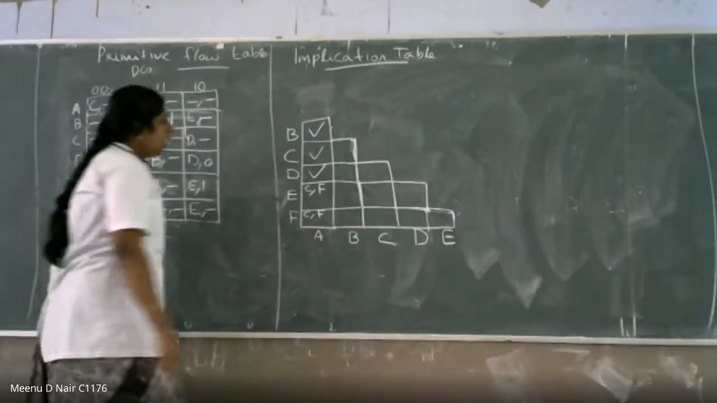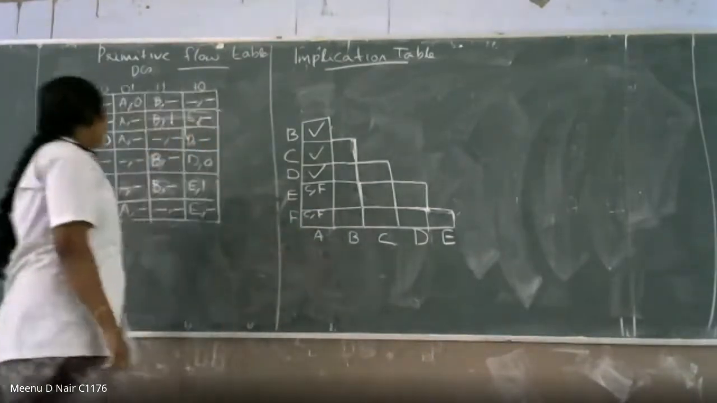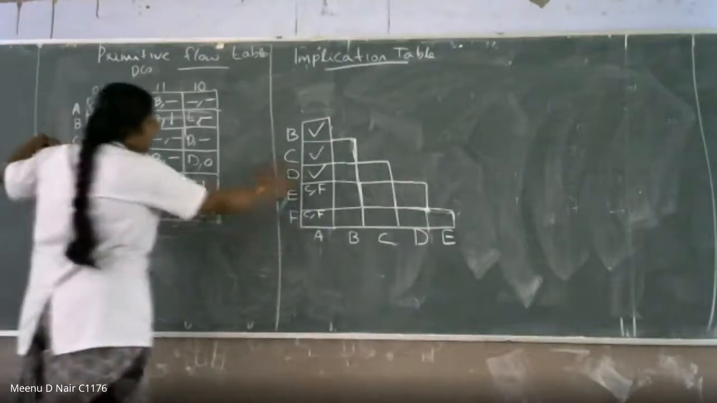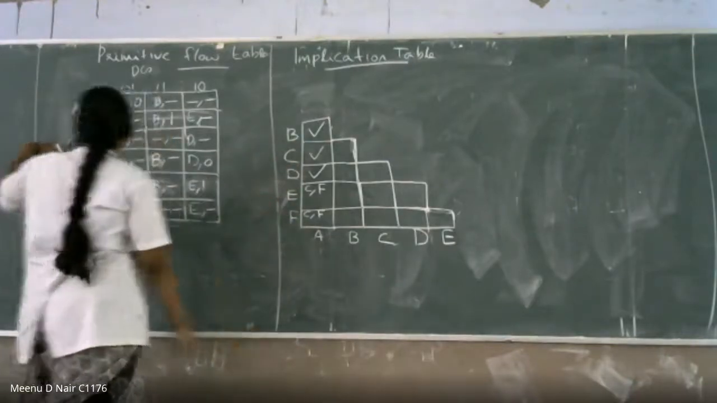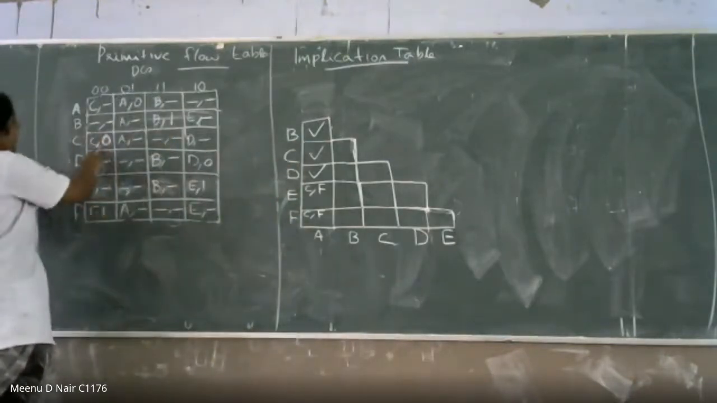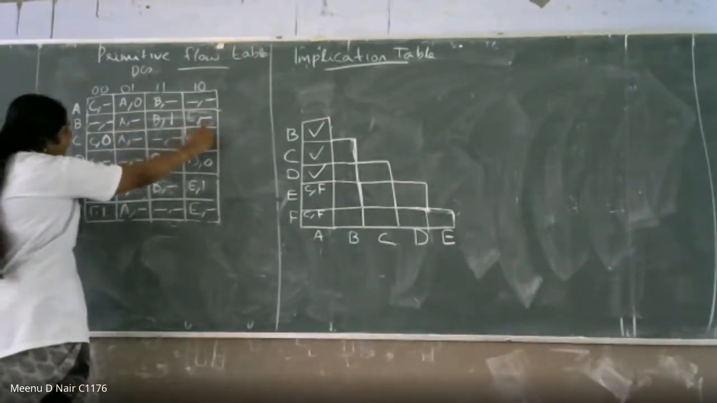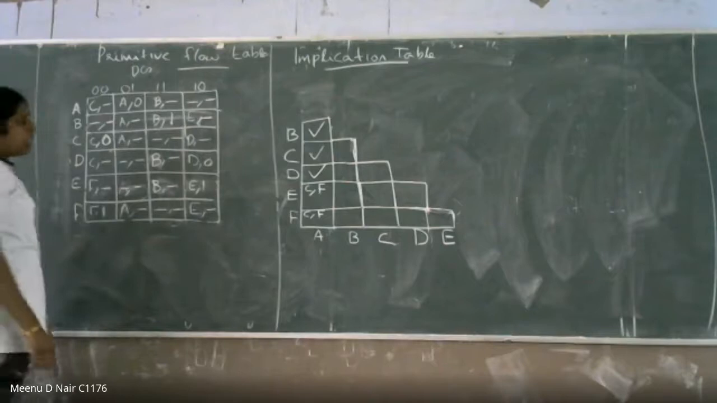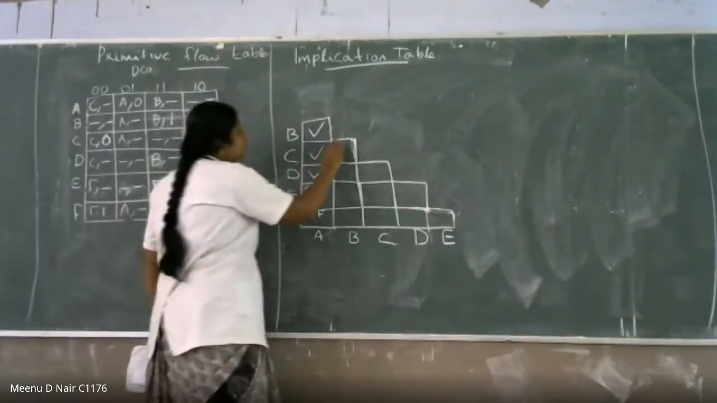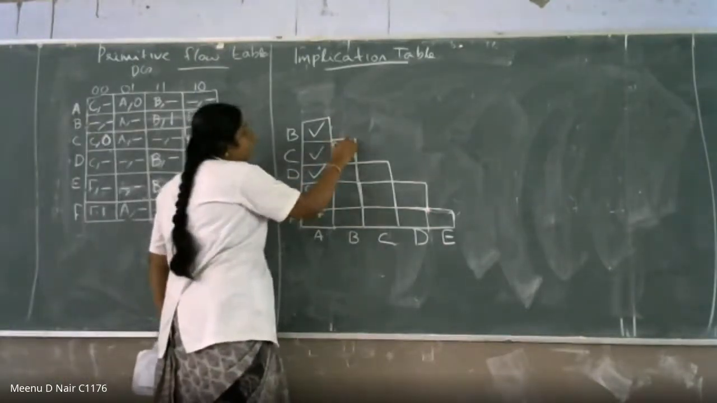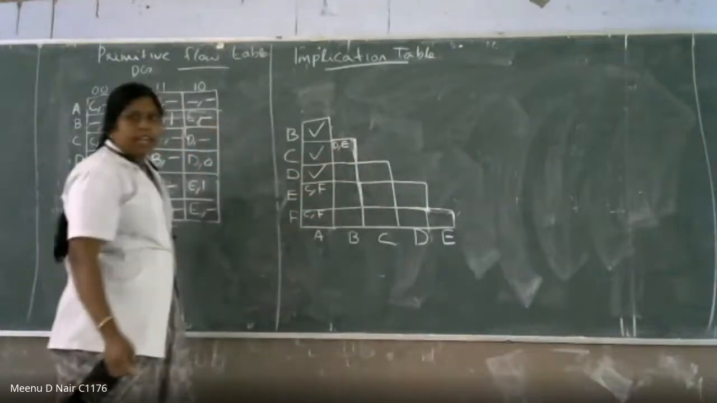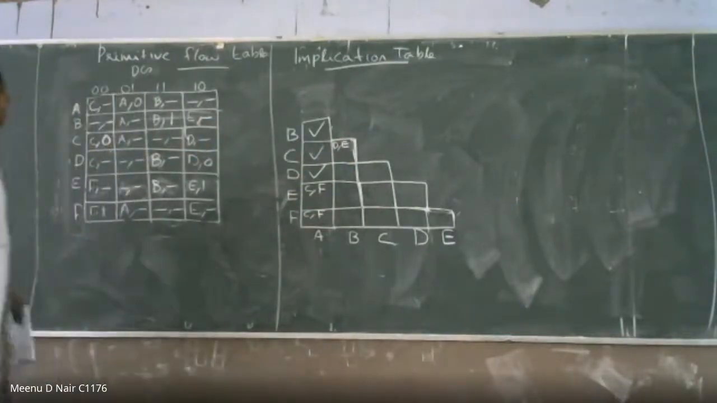Now we are going with B. B and A already compared, so that is comparable. Then B and C we are checking. This is comparable. This is comparable. This is comparable. Here it is E comma dash and D comma dash, it is not comparable. So you can put it as D comma E. D comma E is not comparable.